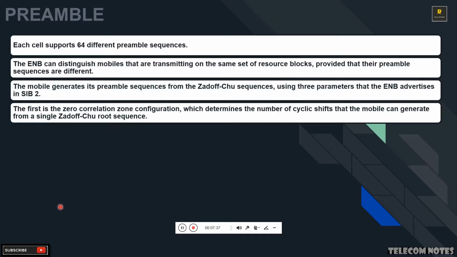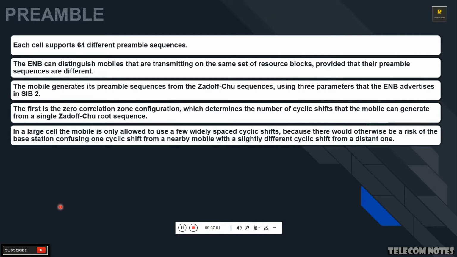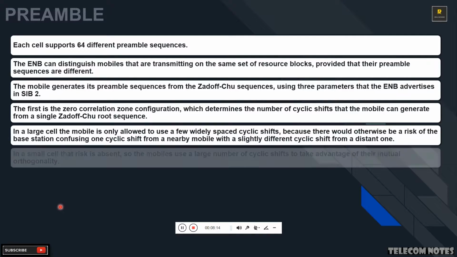The first is the zero correlation zone configuration, which determines the number of cyclic shifts that the mobile can generate from the single Zadoff-Chu root sequence. In a large cell, the mobile is only allowed to use a few widely spaced cyclic shifts because there would otherwise be a risk of the base station confusing one cyclic shift from a nearby mobile with a slightly different cyclic shift from a distant one.